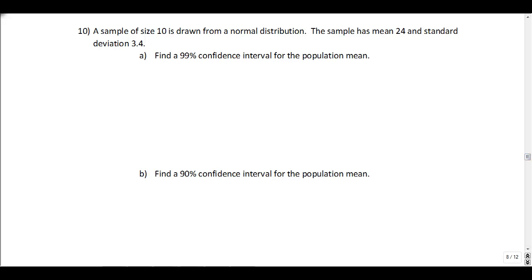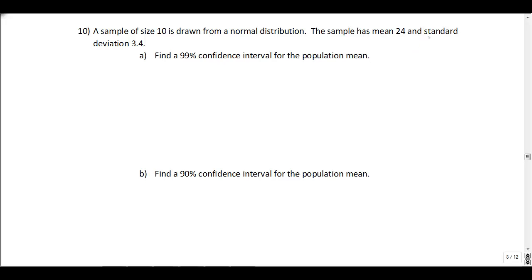Next one says a sample of size 10 is drawn from a normal distribution. The sample has mean 24 and standard deviation 3.4. One thing going on here is this is a small sample, so I have to be worried about whether the central limit theorem holds. Will my sampling distribution be a normal distribution? But because I'm drawing from a normal distribution, it does not matter what the sample size is here. So all our steps here are legitimate.